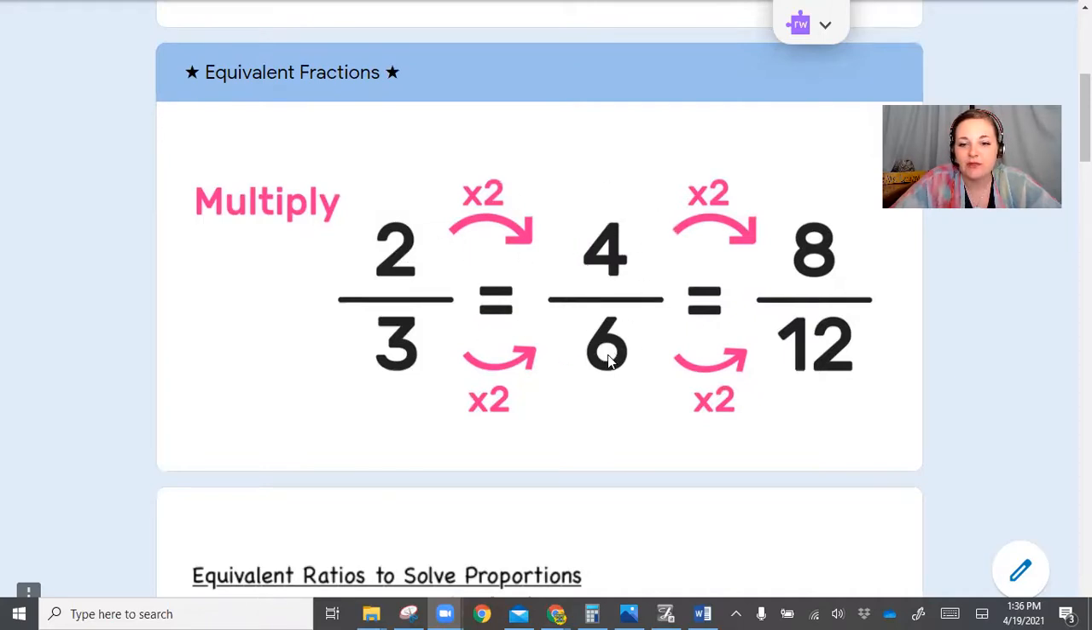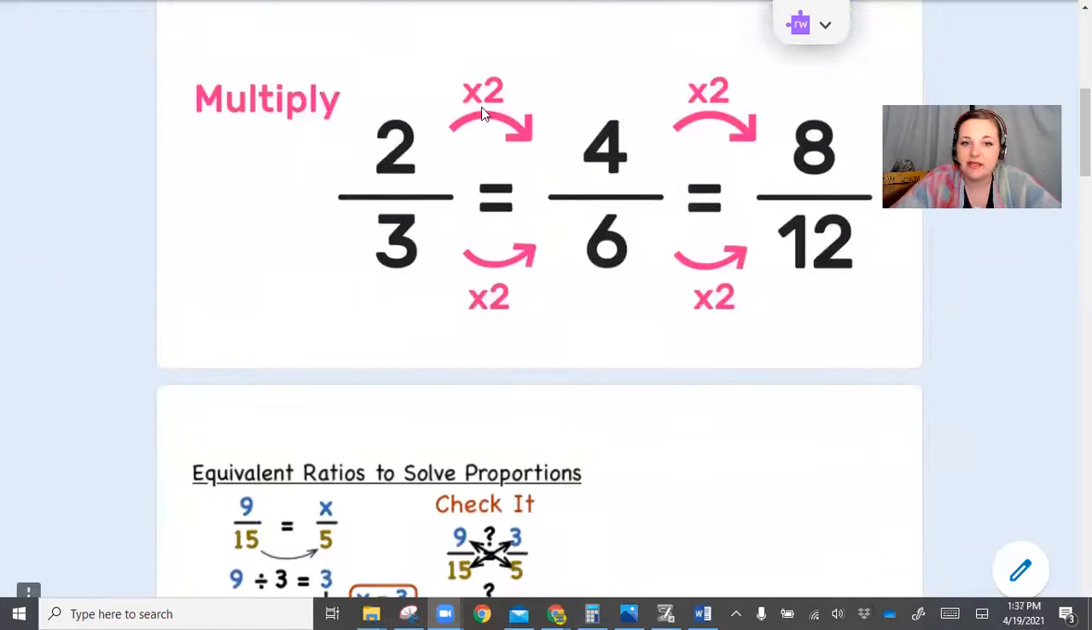So if it gives me only that 6 on the bottom, I know that 3 times 2 equals 6. So since 3 times 2 equals 6, I know that my dilation is by 2. So I know that I'm going to multiply by 2 on the top, on the numerator, and on the denominator. And I can continue to do that and make more and more equivalent fractions, as long as I do the same thing to the numerator and the denominator.